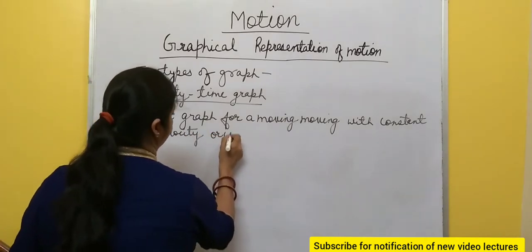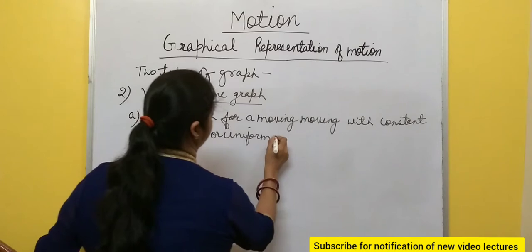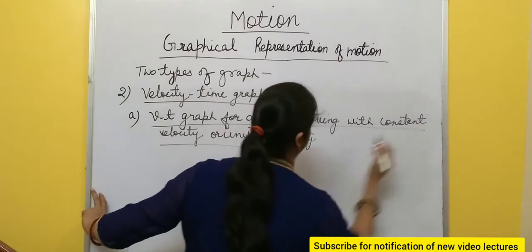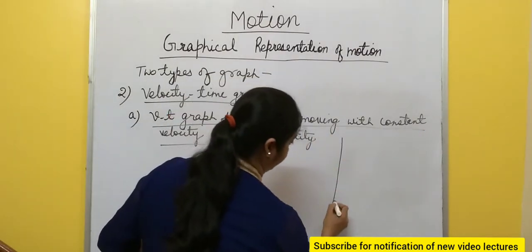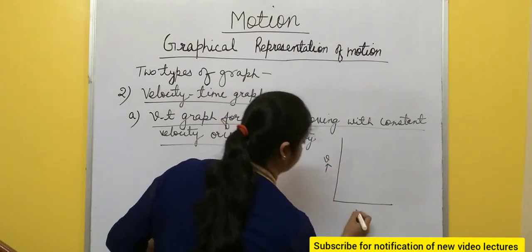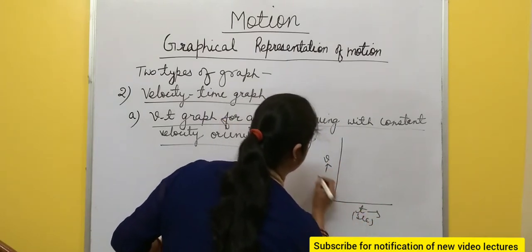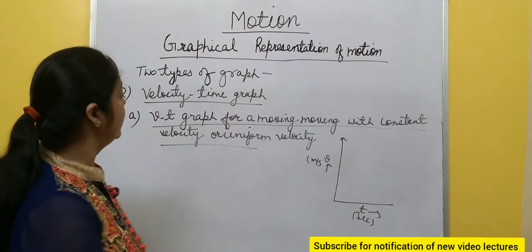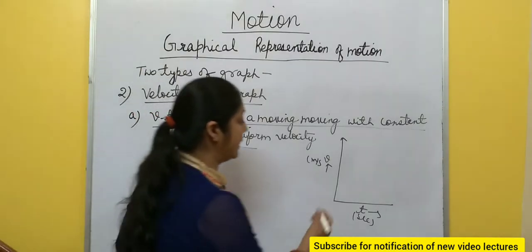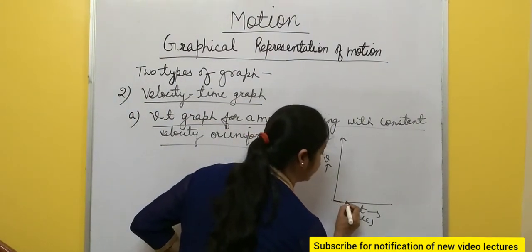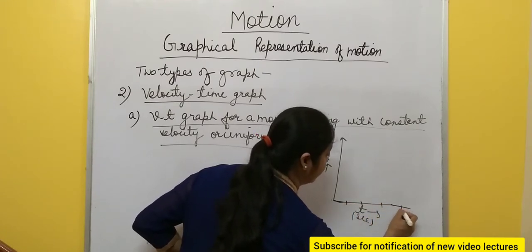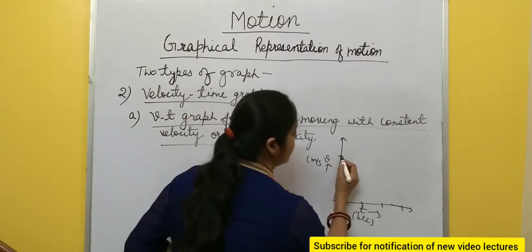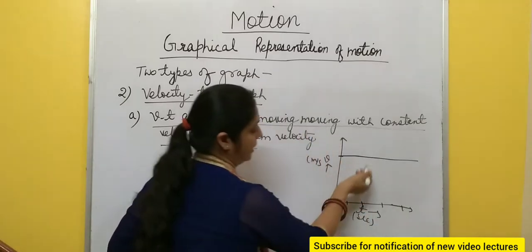Or you can say uniform velocity. Constant or uniform is the same. In this case, what type of graph is formed? Velocity time graph. Suppose this side is velocity in meter per second and this side is time in seconds. If the body is moving with constant velocity, then at different times, at 1 second, 2 second, 3 second, 4 second, velocity remains the same. Suppose 2 meter per second or 3 meter per second. So at different times velocity is the same, so the graph is like this one.